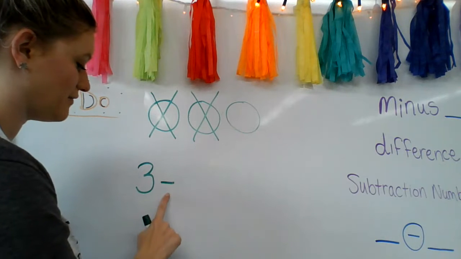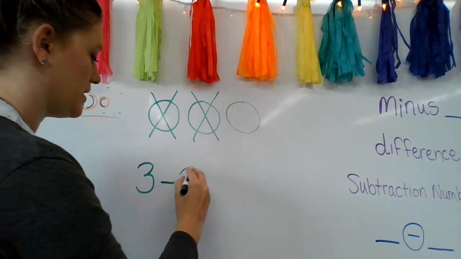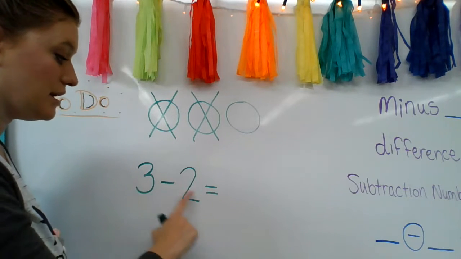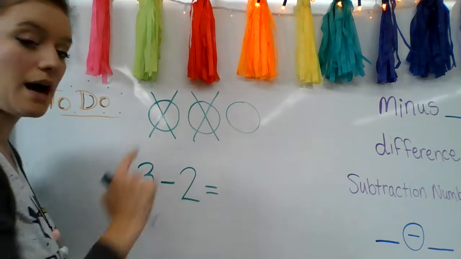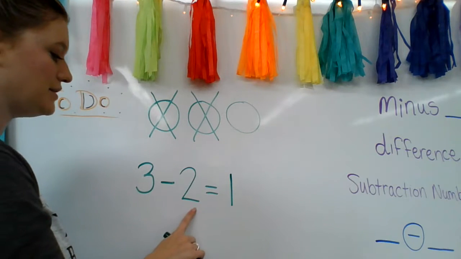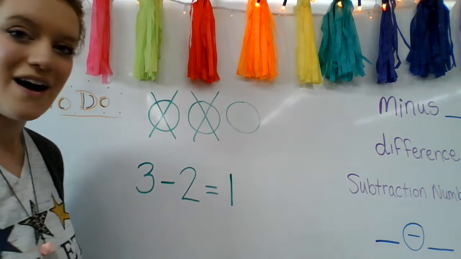So we have to write it down first. How many did we cross out? We crossed out 2. Equals, or the difference between the numbers 3 and 2 is how many? 1. There's 1 left over. So 3 take away 2 equals 1.